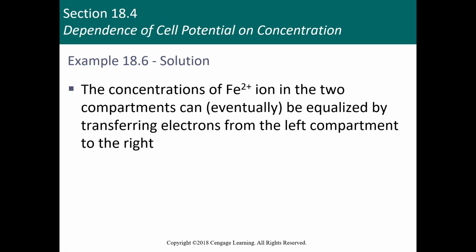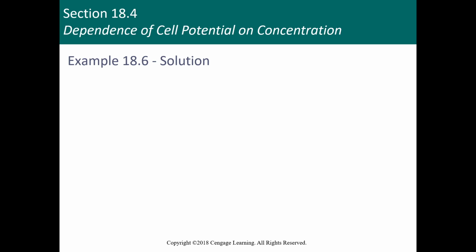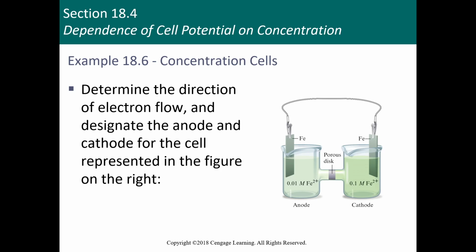Okay, so the concentration of iron 2 plus ion in the two compartments can eventually be equalized by transferring the electrons from your left compartment to the right. I'm going to show you the math behind that in a bit, but I always like to point out the logical way you can do this, that many things can actually be deduced just by pure logic.